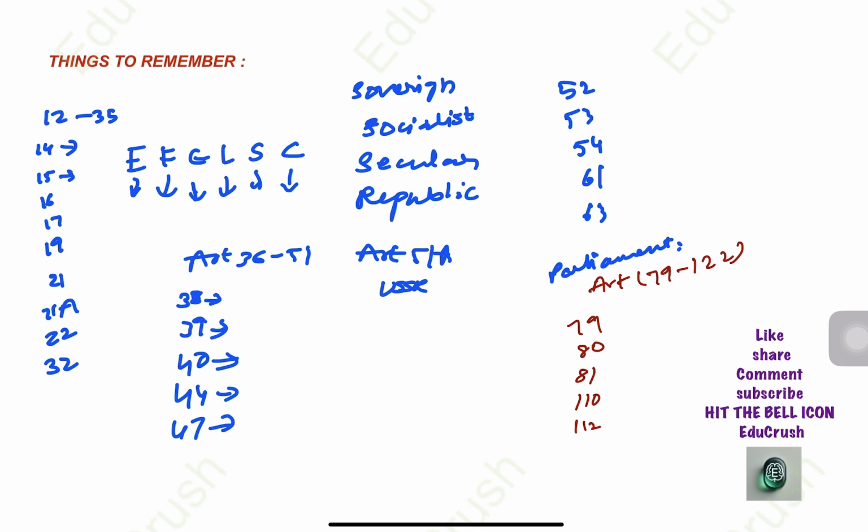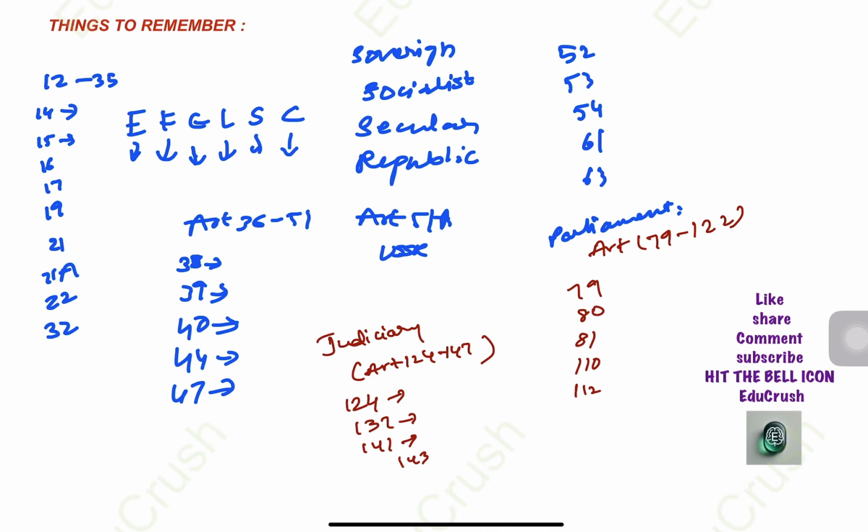Next, coming to the judiciary point of view, from Article 124 to 147. Important articles are 144, that is SC constitution. Next, 137, SC review power. Next, 141, law declared by SC is binding. 143, advisory opinion of president.